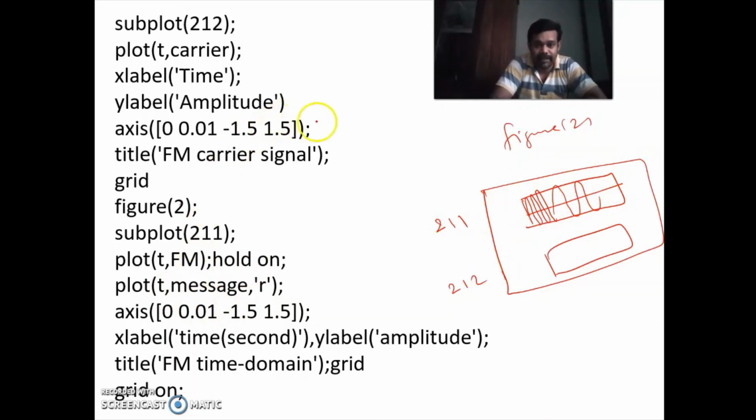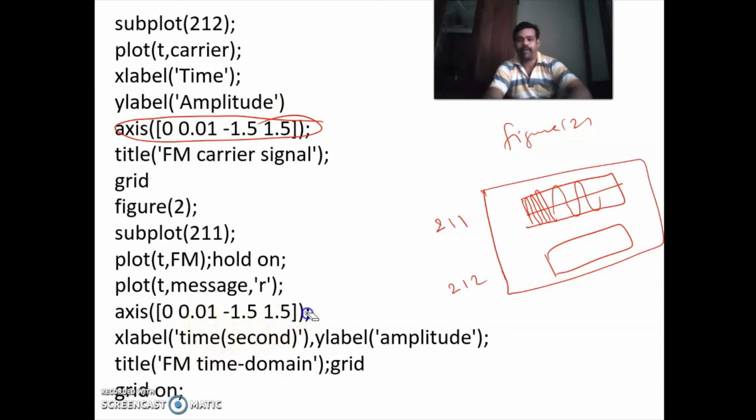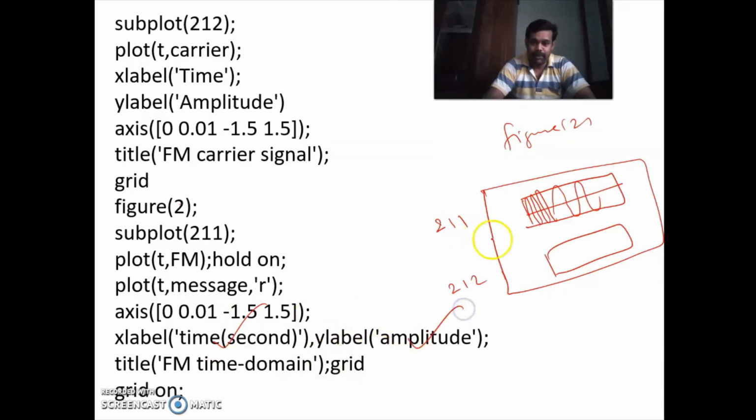Here also you are giving the axis values 0, 0.001, minus 1.5, 1.5, these are the values you are giving for the axes. The x-axis is time, the y-axis is amplitude, and the title is FM modulated signal. Then you are making the grid.